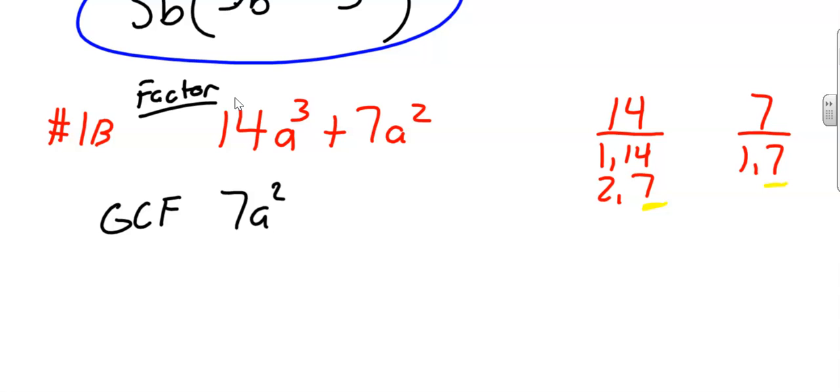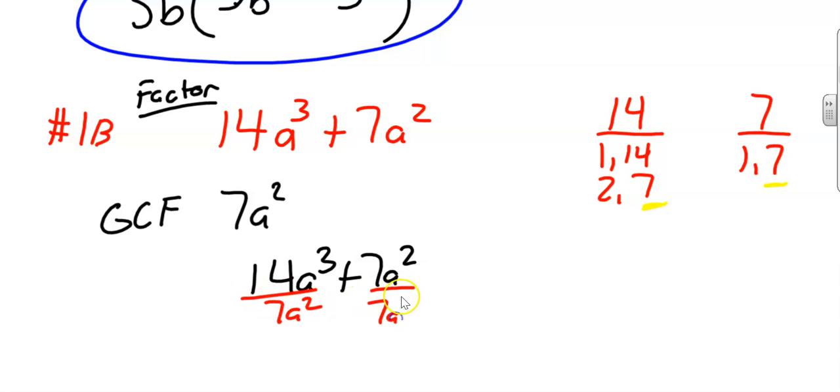Okay, and when you have to factor it, you're going to take whatever that greatest common factor is and put it on the outside. Then you're going to go back and take whatever this number is, 14a to the third plus 7a squared, and divide it by your greatest common factor. So we'll put the GCF on the outside, and once you've done the division, whatever you've got left over, that's the numbers you've got here.